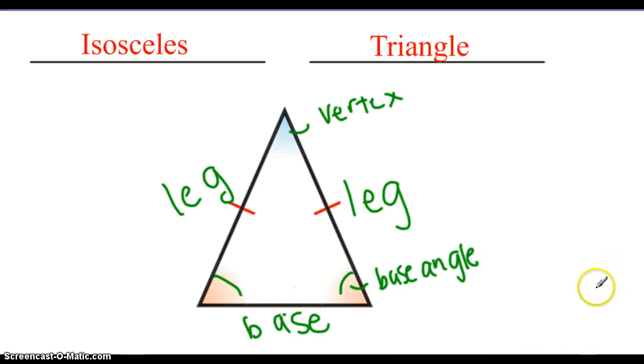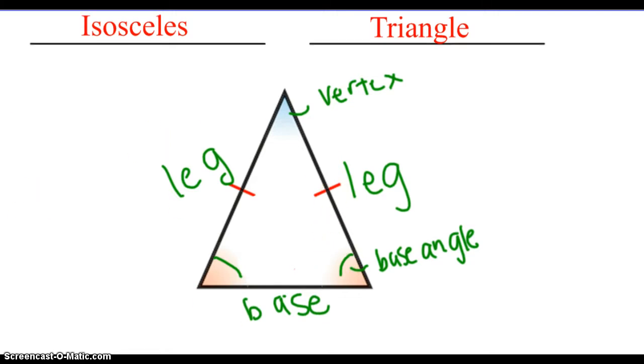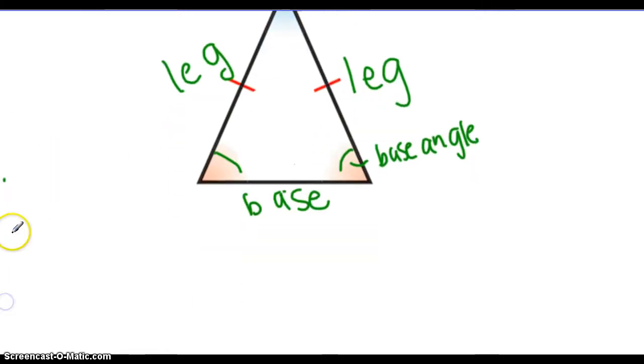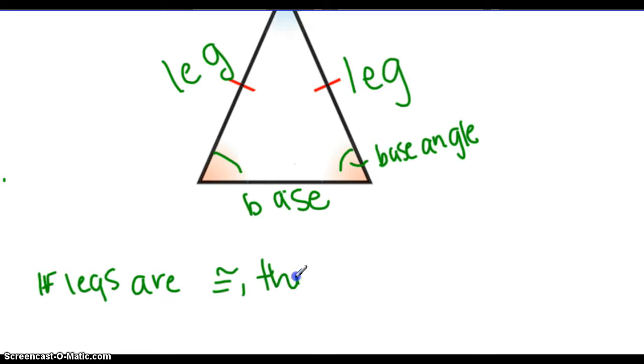What you have to understand about an isosceles triangle is that there's a relationship between legs being congruent and angles. So if the legs are congruent, then the angles are congruent. And the same would go for the converse: if the angles are congruent, the legs are congruent. So why don't we just write that down real quick? If legs are congruent, then base angles are congruent.